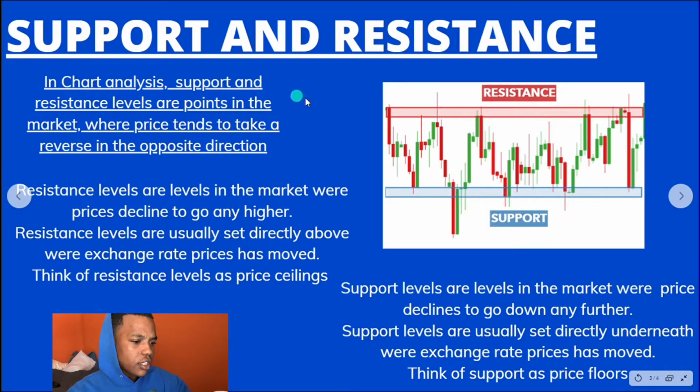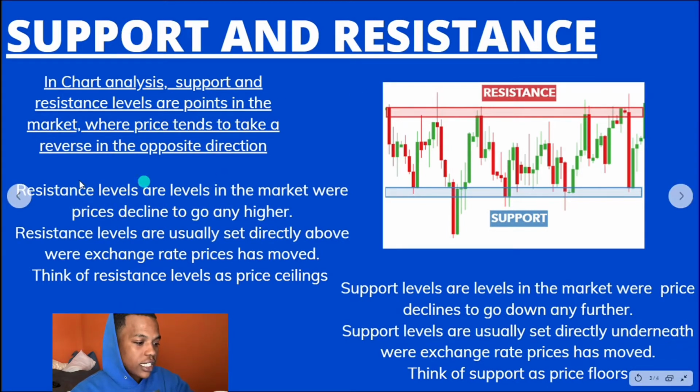Support and resistance. This is going more into deep analysis. This is where we start really seeing how the prices move. Because in chart analysis, support and resistance levels are points in the market where price typically tends to turn around in the opposite direction.